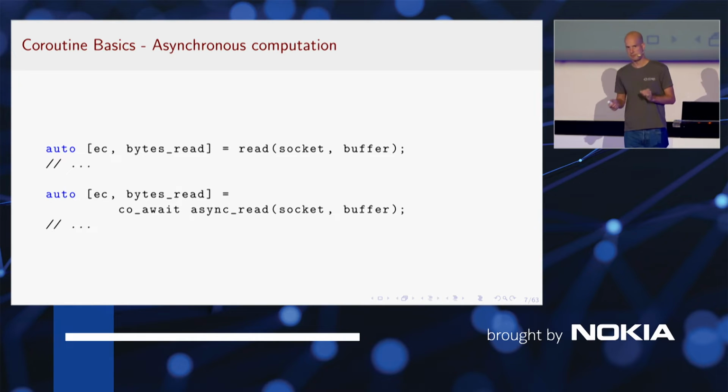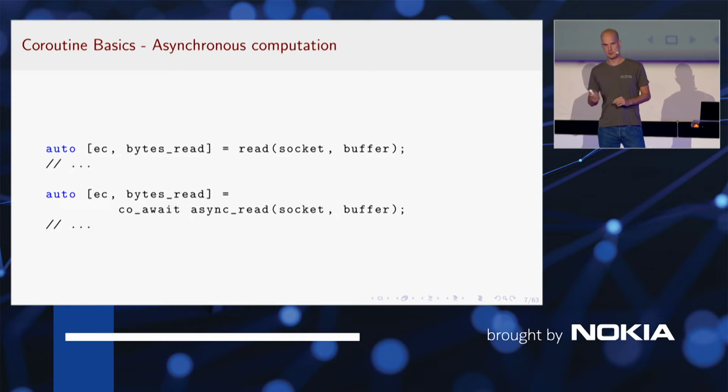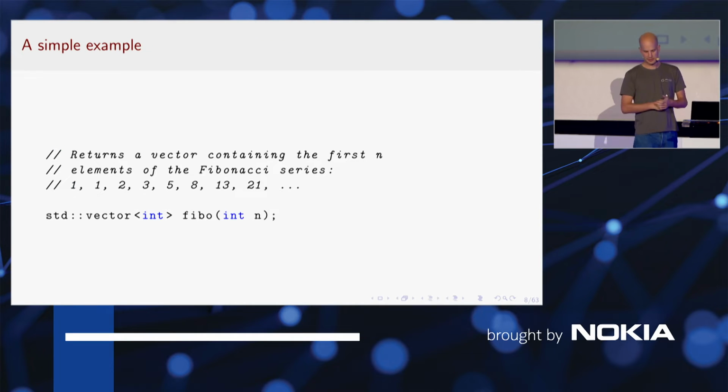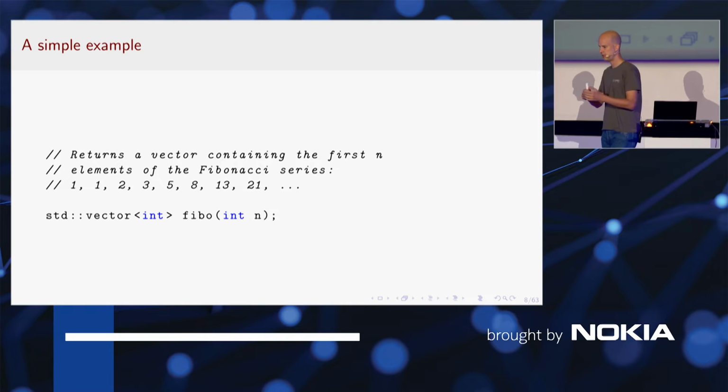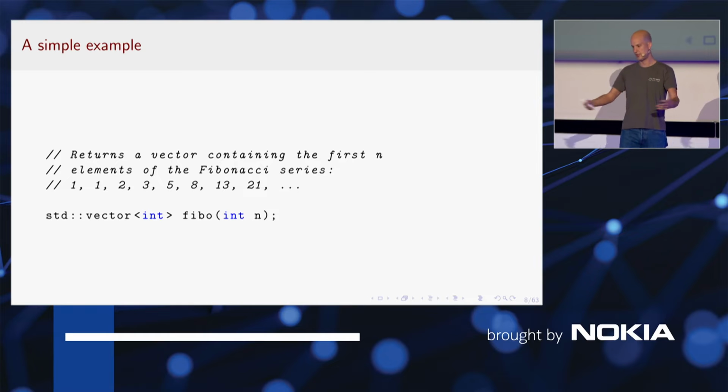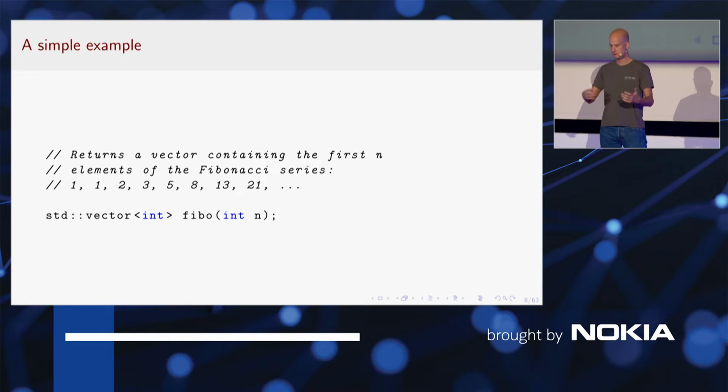So to explain the basics of coroutines, I'm not going to use this example any longer. I'm going to use a much simpler example. For now, that's going to be generating a range of numbers. I've just picked the Fibonacci numbers here. You can think of any other range of numbers. And I just want a function that generates these numbers and gives them to the user.